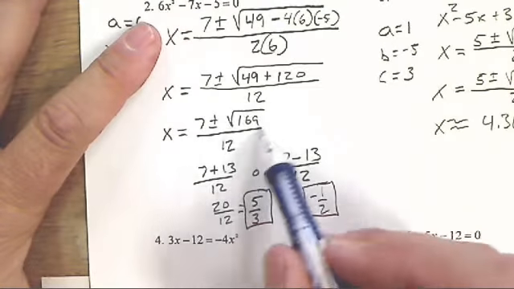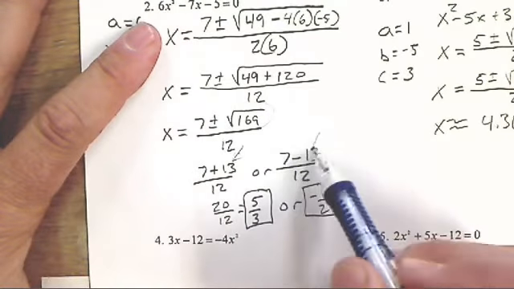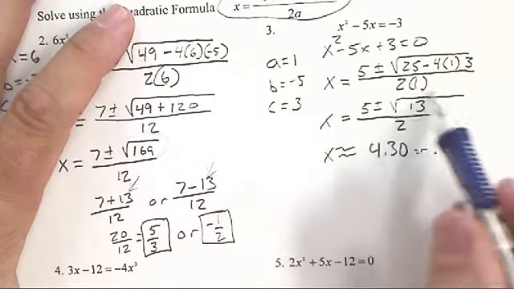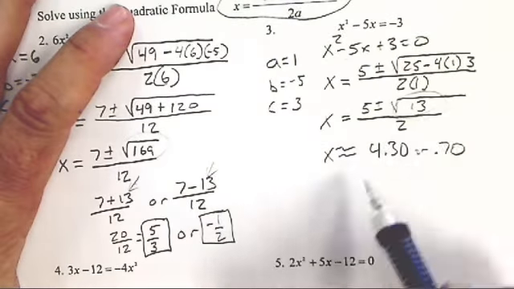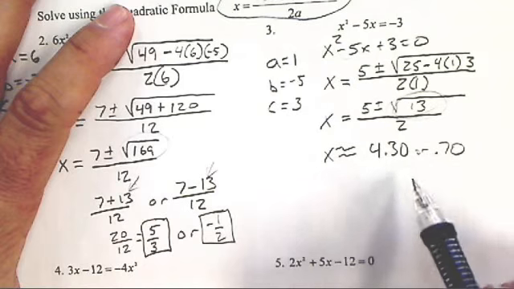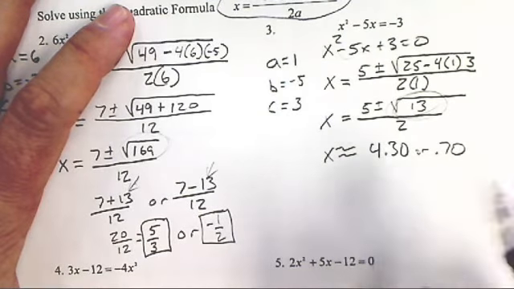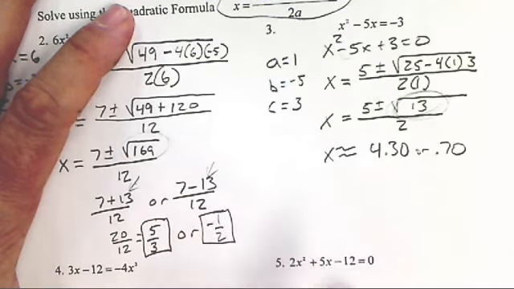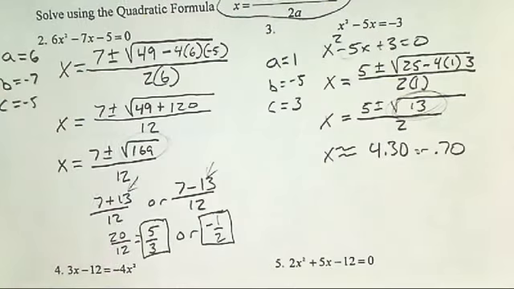So if this number comes out to be an exact number, we give an exact answer. If we have to approximate this one, then we have our rounded off. And that is your quadratic formula.